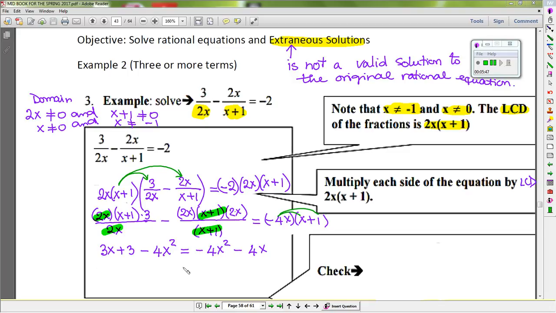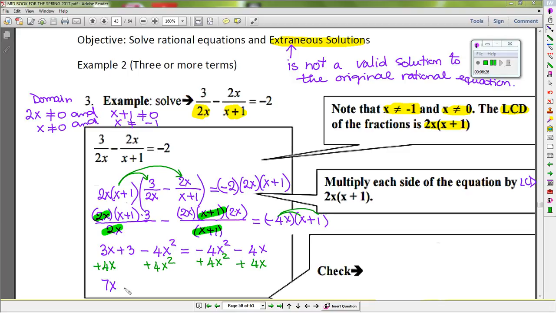Now the next step is that you are going to move all the terms to one side. I'm going to move the two terms from the right side to the left side by adding 4x squared and adding 4x. I'm going to put them right below the like terms.